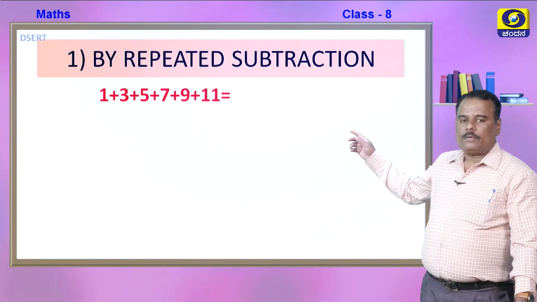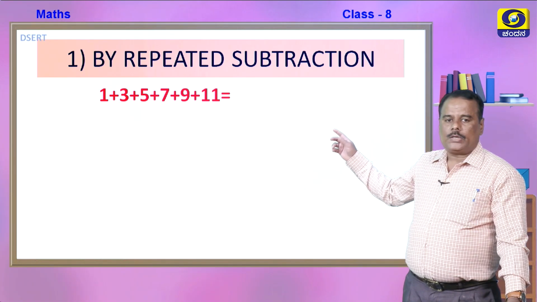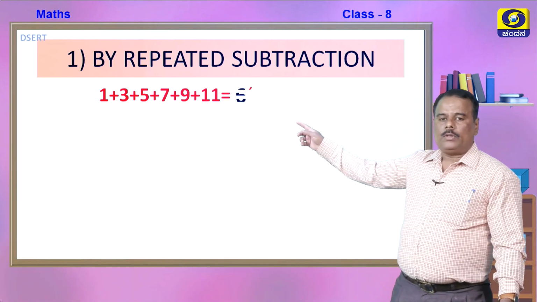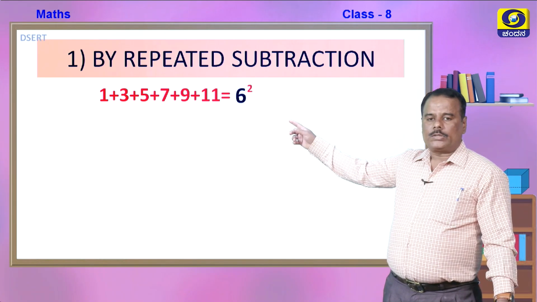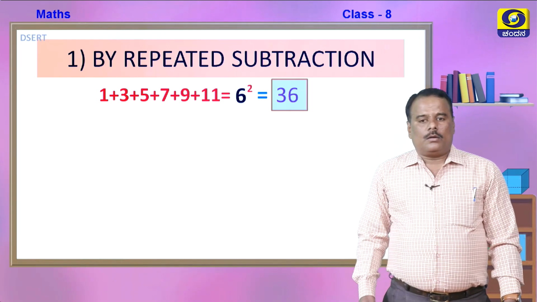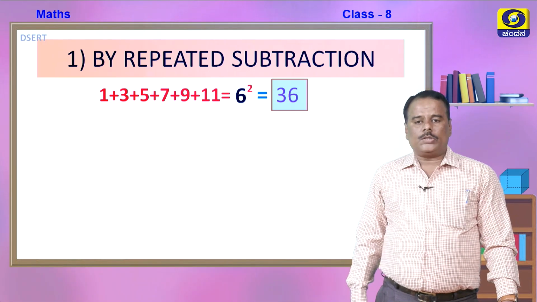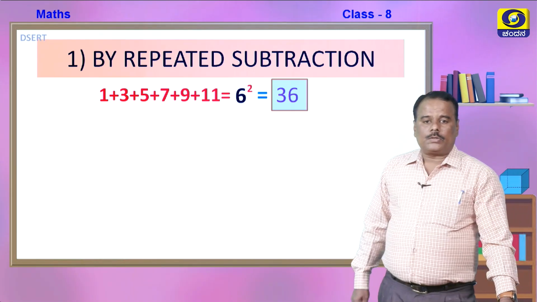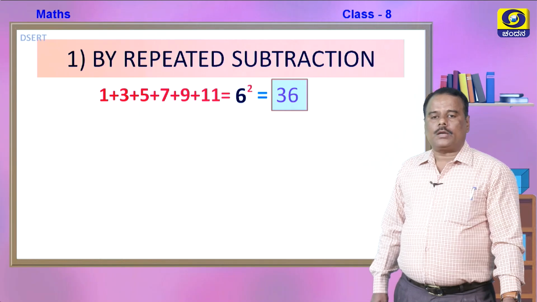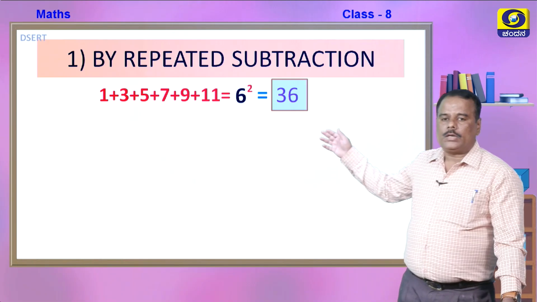Here we are adding the first 6 odd natural numbers, that is 1 plus 3 plus 5 plus 7 plus 9 plus 11, and we know that it is the square of 6, which is nothing but 36. So, as I said, the reverse process of square is square root. Now, we got 36 by adding the first 6 odd natural numbers. So, if we go on subtracting these first 6 odd natural numbers from 36, we get its square root.